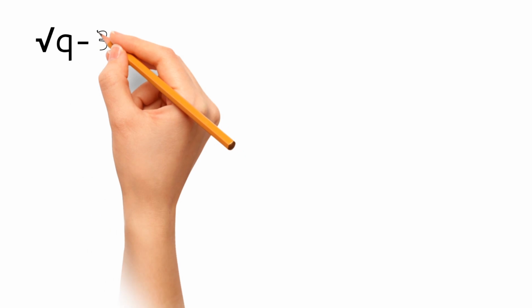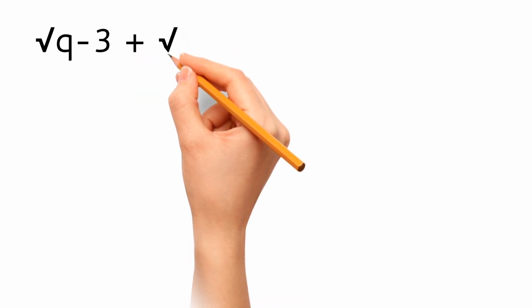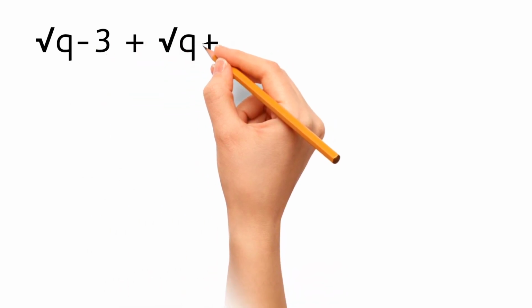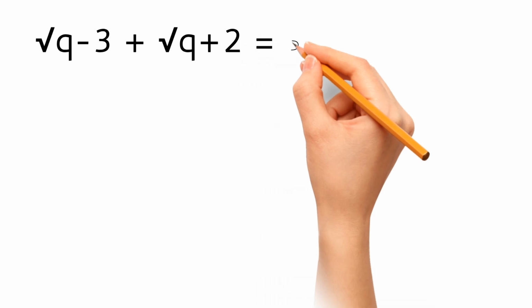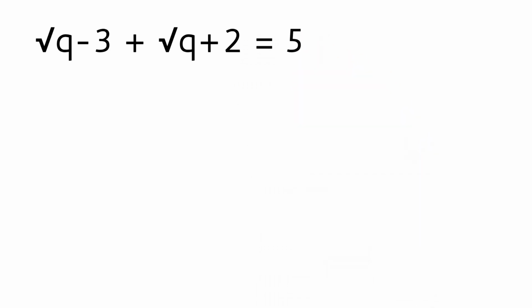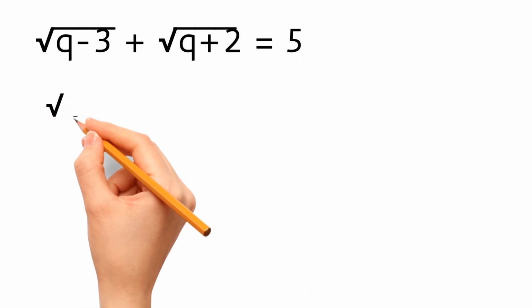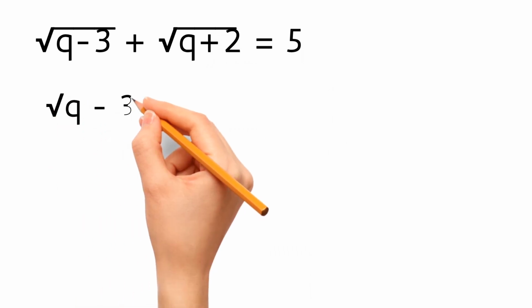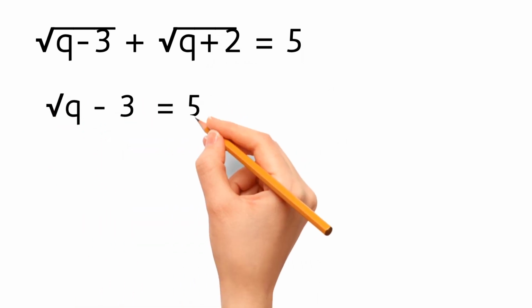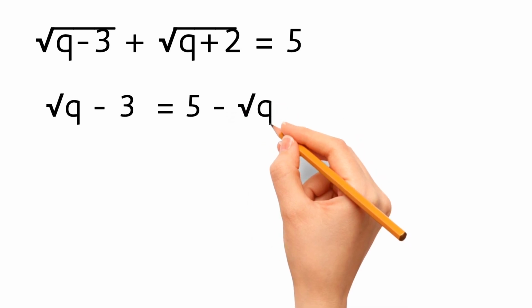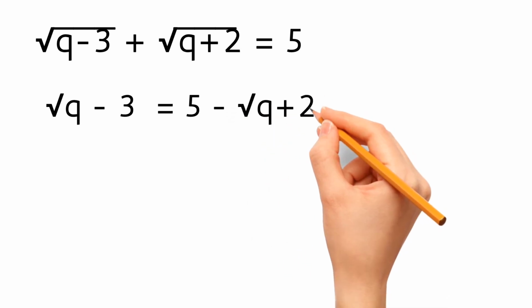Now look at how we're going to solve this one. And this is the right procedure. This is the right method for you to follow, and this will help you solve this question or any question like this. Don't square both sides or all sides. You just have to move one of the square roots to the 5 so that it will be 5 minus root of q plus 2.